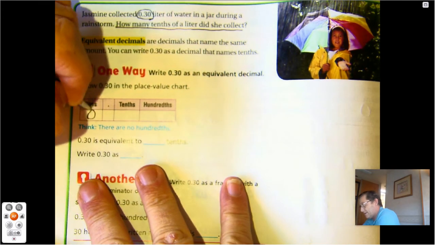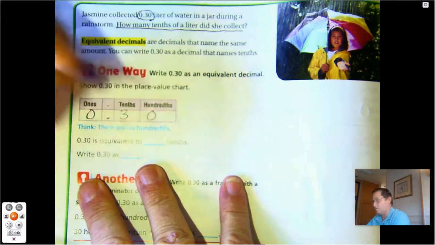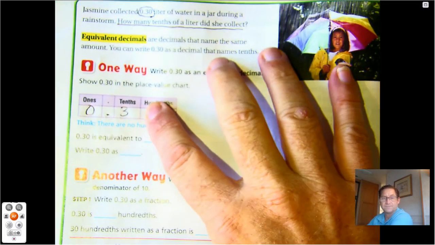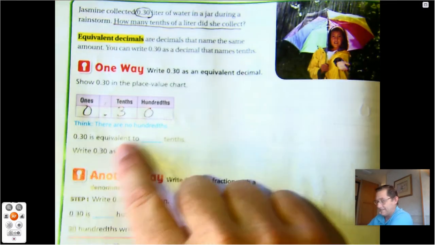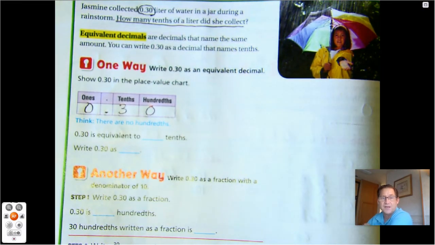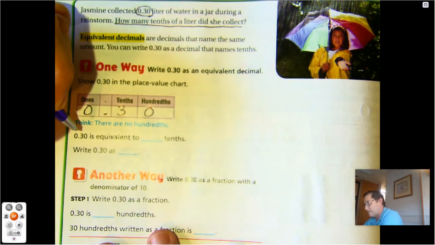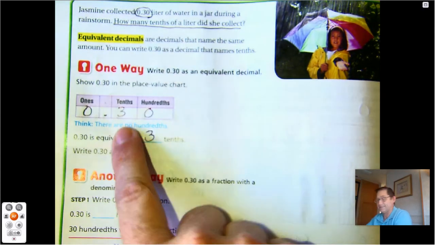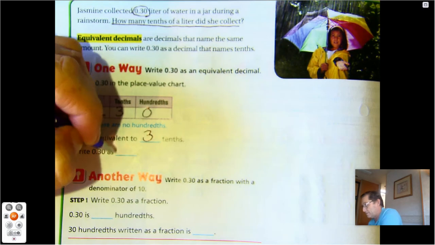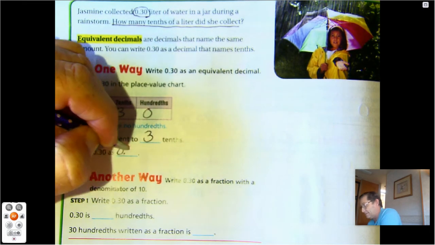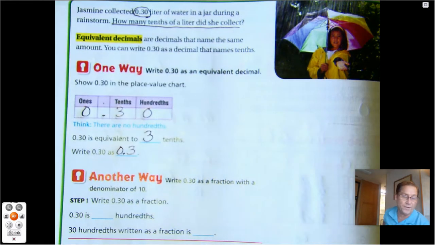So if we're writing 30 hundredths, that's what we will write. Well, there are no hundredths, because it's 30. It's not like, again, saying 31 hundredths. So 0 is in the hundredths place. So 30 hundredths is equivalent to 3 tenths. So we can write 30 hundredths as 0.3.